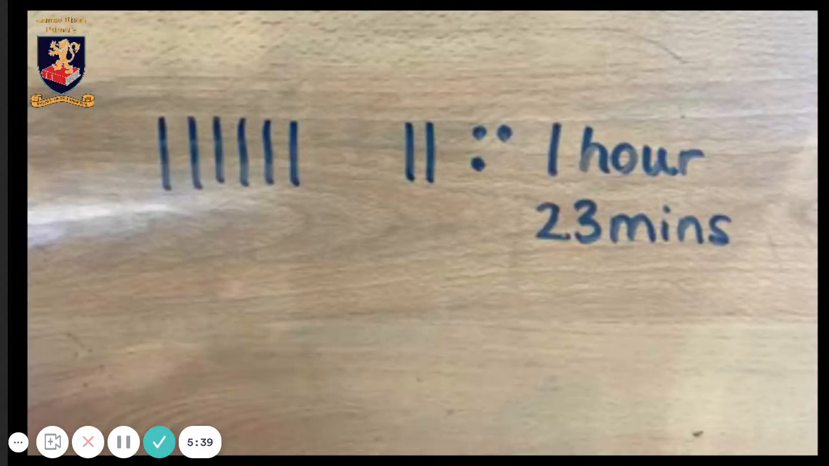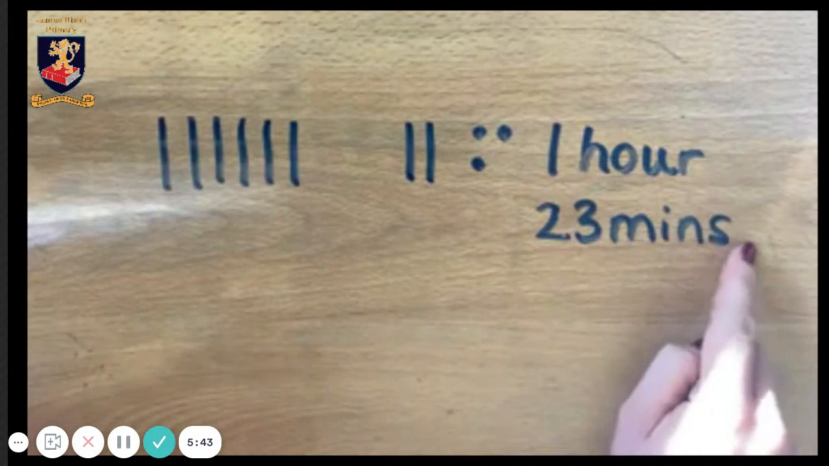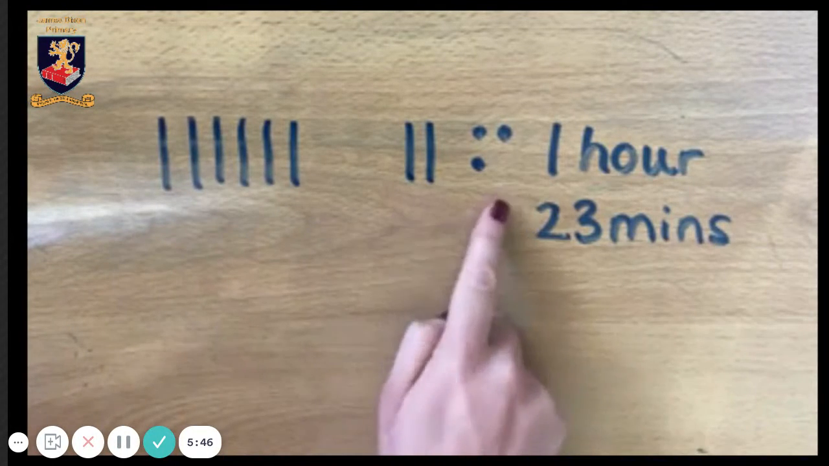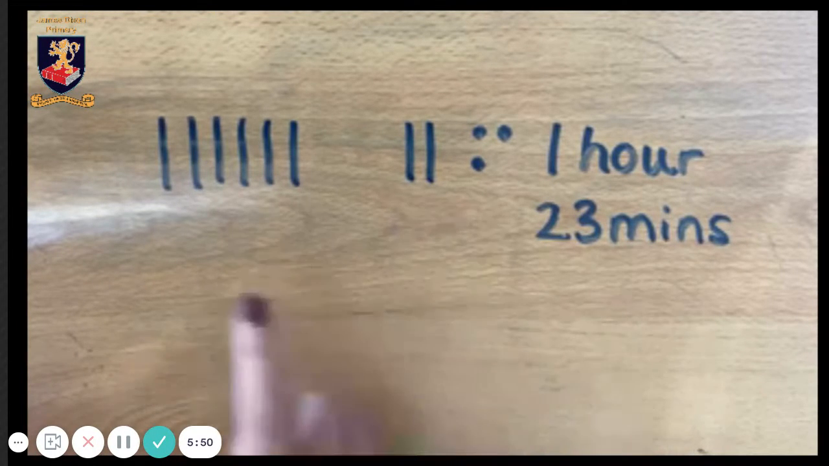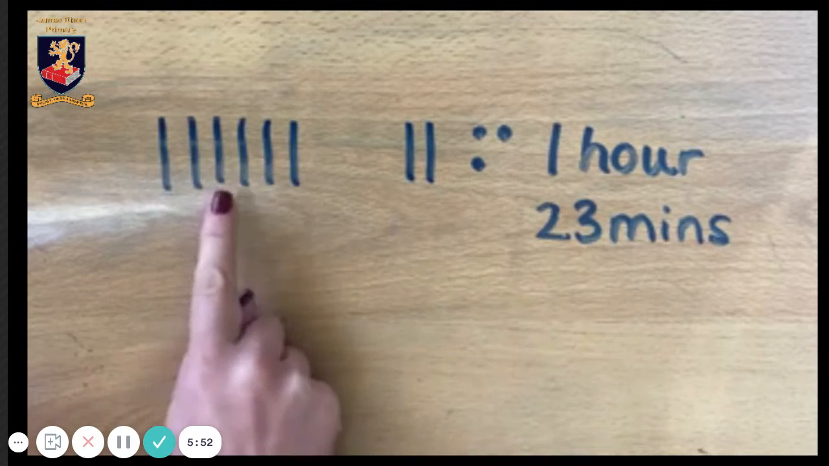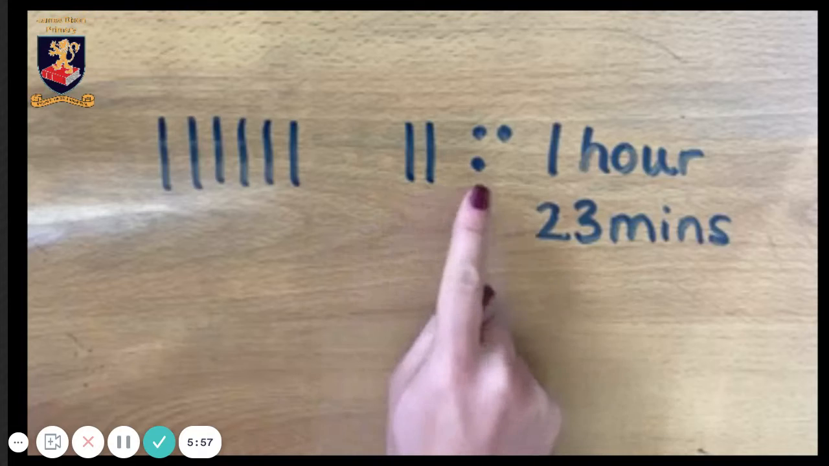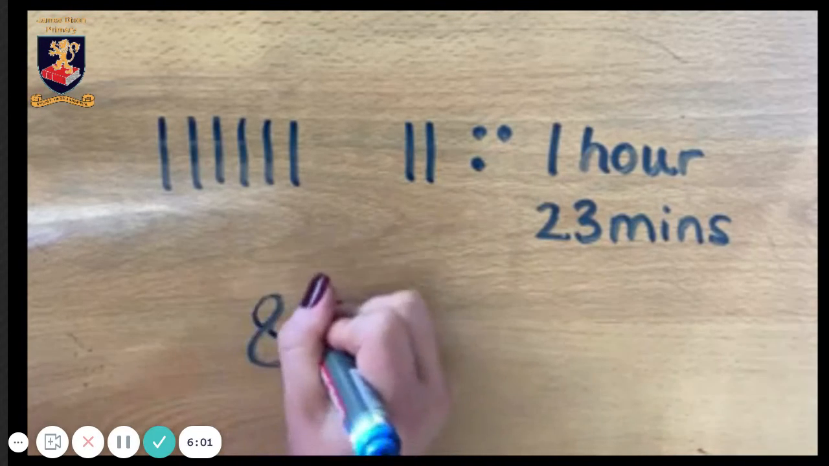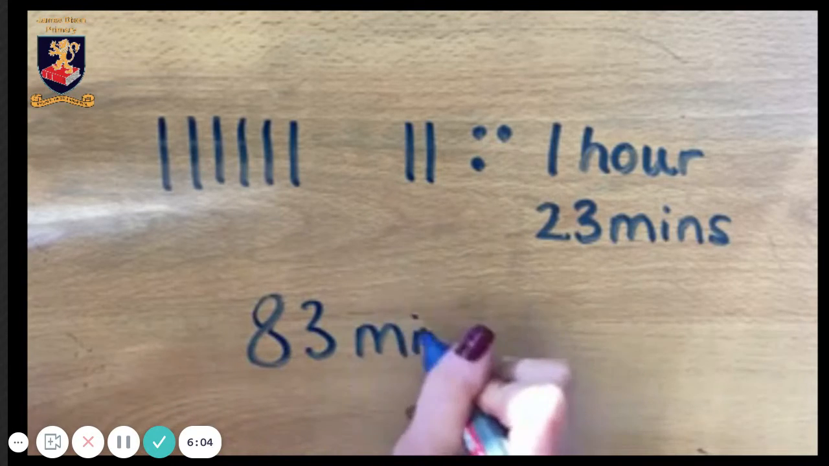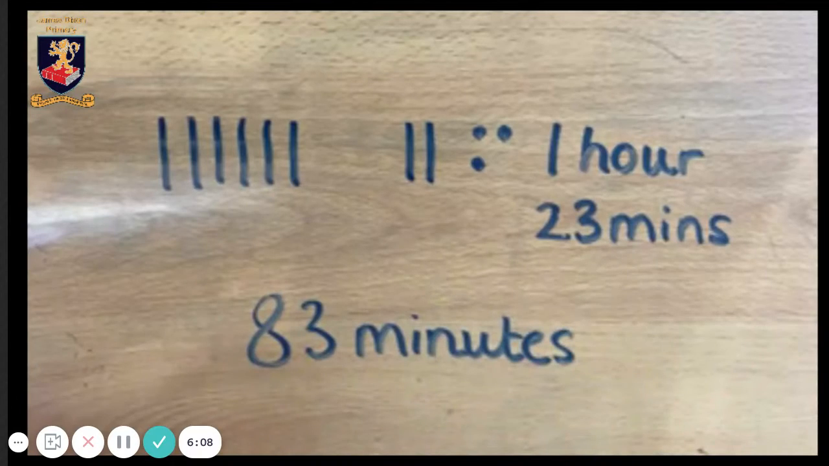This time I've drawn my Deans and written how many hours and minutes I have. I have 1 hour and 23 minutes. Let me find out how many minutes that is. 10, 20, 30, 40, 50, 60, 70, 80, 81, 82, 83. 1 hour and 23 minutes is the same as 83 minutes.